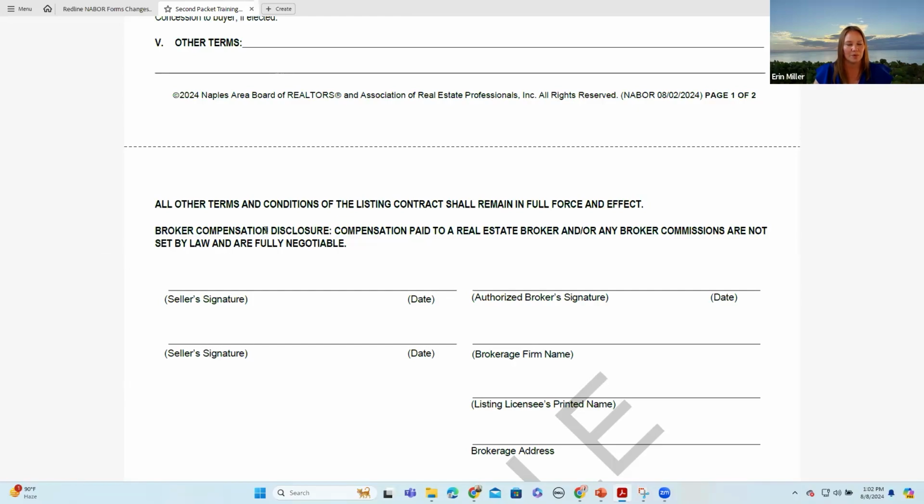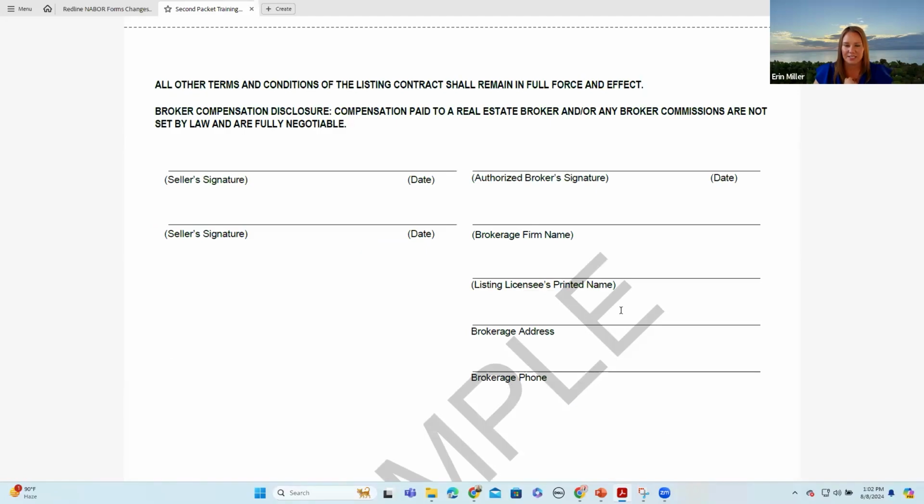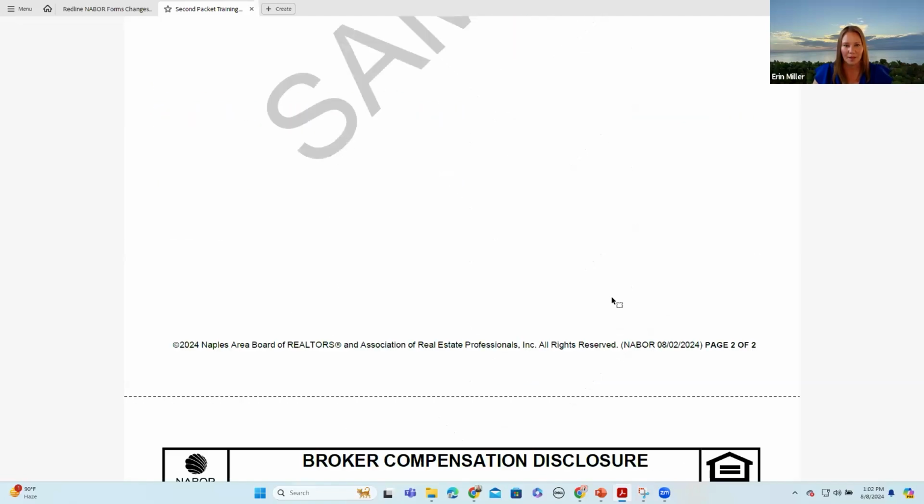And we've got the big bold language regarding broker compensation disclosure. Compensation paid to a real estate broker and or any broker commissions are not set by law and are fully negotiable. This will be signed by our sellers and the authorized broker's signature. Again, if this is a licensee who's authorized to sign on behalf of the broker, great. Double check with your broker whether you're authorized to sign or whether these need to be signed by your broker.